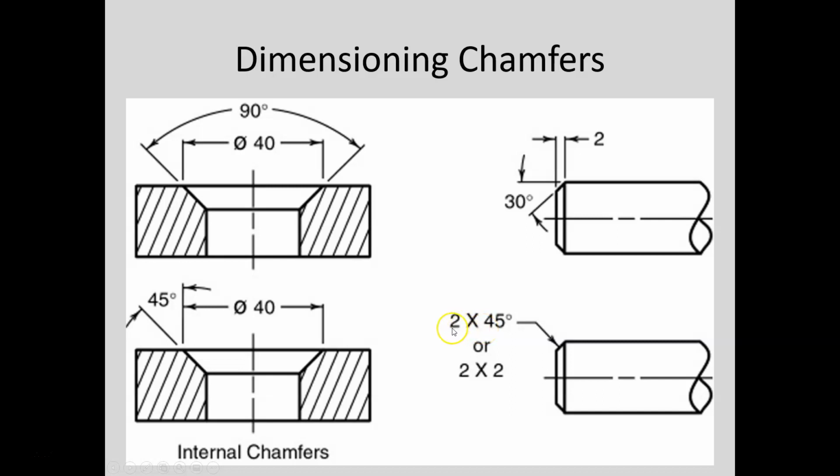So this says 2. How do you read this? Is this 2 times 45 degrees? No. This isn't times. This is by. So this is 2 millimeters by 45 degrees, which means this distance here, you can see it up here, is 2 millimeters. This would be 2 by 2. So 2 millimeters here by 2 millimeters here.